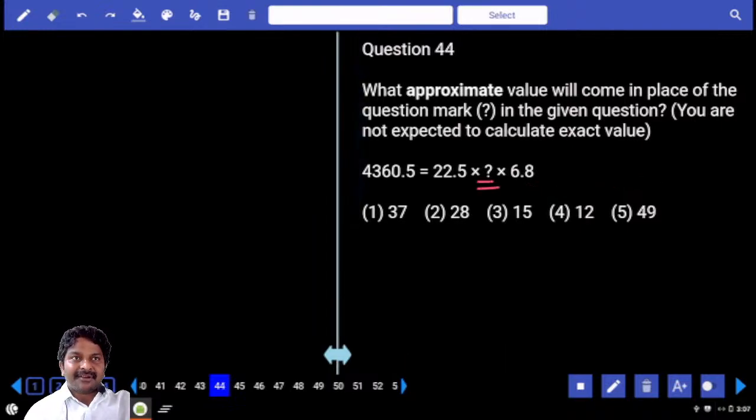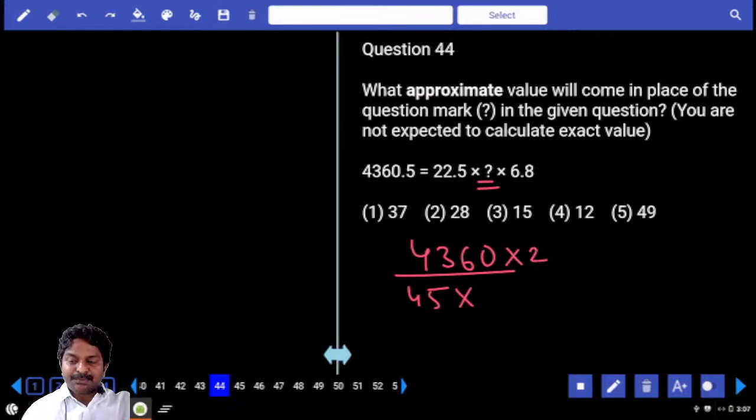Keep this number on the right hand side only. 4360. 22 and a half, we can write it as 45 by 2 into 6.8. Approximately write it as 7. Is that okay?